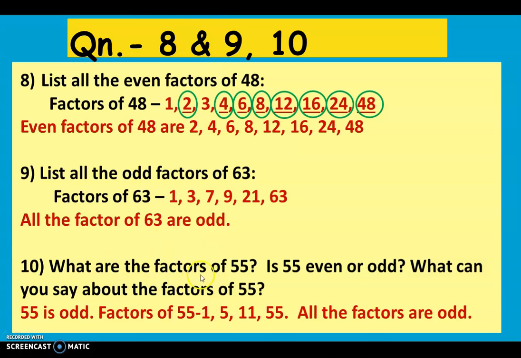Then the factors of 55, is it even or odd? Yes, 55, even or odd? Yes, it is odd, because only the last digit we check for even or odd. Always keep it in mind. It may be any number, 4 digit, 5 digit, 6 digit, we check only the ones place, that is the last digit. So I'm checking, and I'm getting all the factors are odd. These are all the factors.